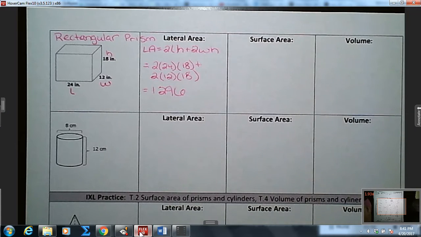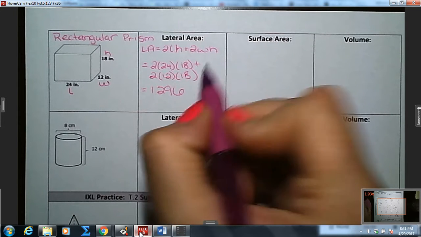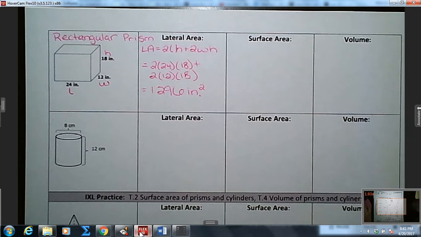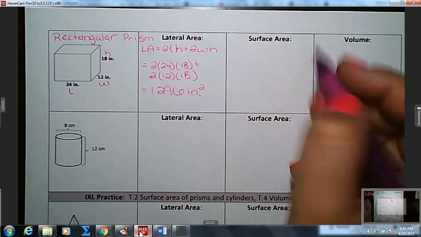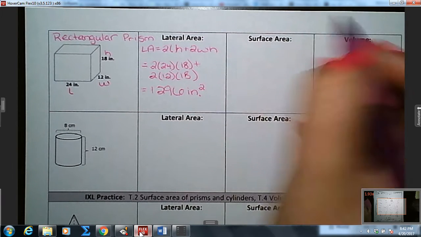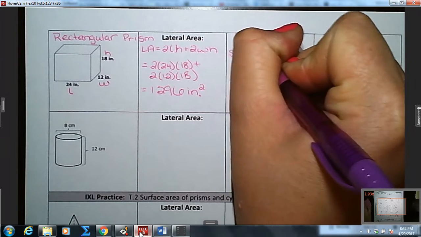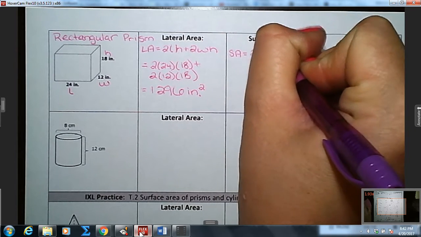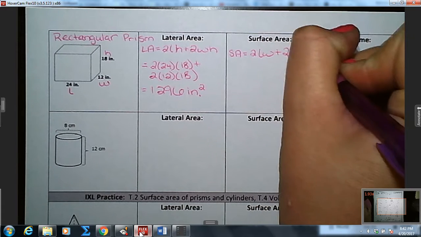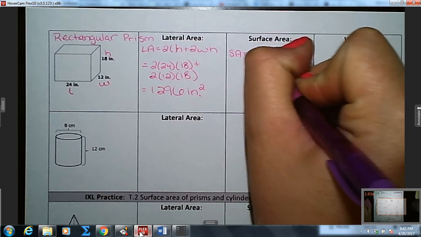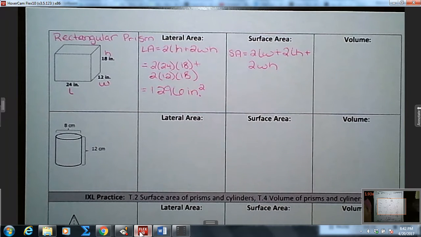1,296. Now remember, you're dealing with area, so this would be in squared inches. Okay, next I'll be working the surface area. So back to my formula sheet. The surface area formula is 2 times length times width plus 2 times length times height plus 2 times width times height.